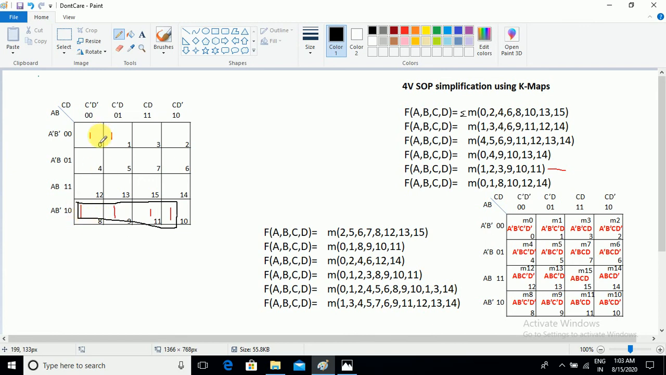Then go to the 0 and 1. Here we could leave it as a single 2 cell grouping, but if you try with overlap with the edges, then we can create another group of 4 cells. Okay, 4 cells. Now this is the second group. Black circle group and red circle group, two groups are created.